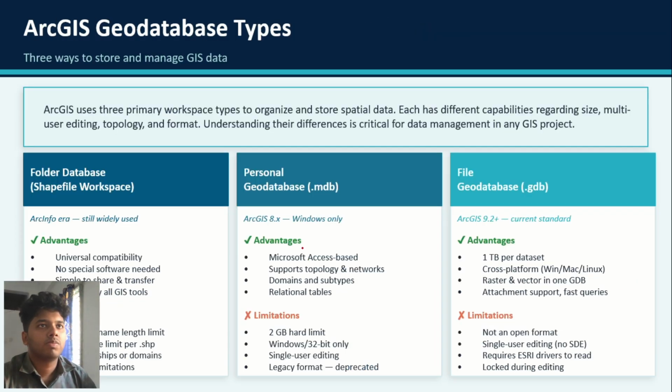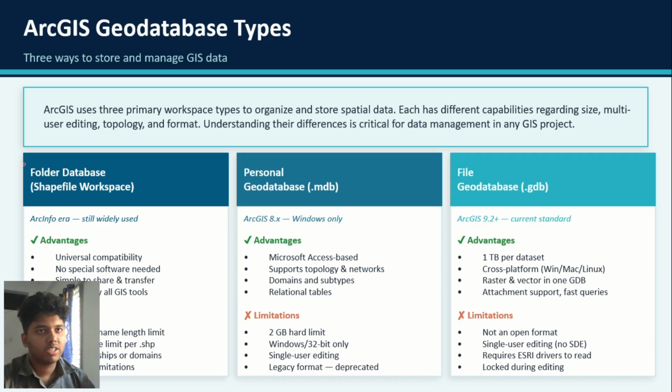Now let's move to our geodatabase types. We actually have three types of geodatabase in ArcGIS. ArcGIS uses three primary workspace types to organize and store spatial data. Each has different capabilities regarding size, multi-user editing, topology, and format. Understanding their differences is crucial for data management in any GIS project.